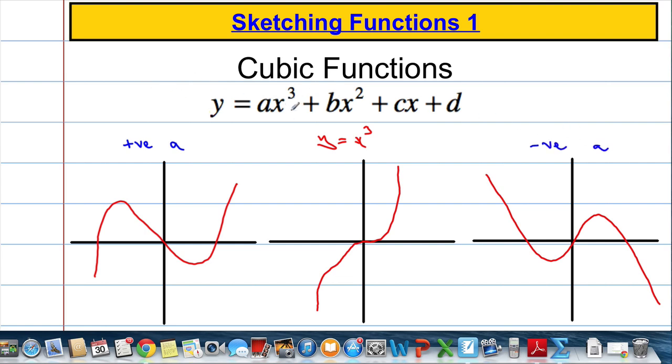So very much in the same way, when we're dealing with quadratics, if the coefficient of x squared is negative, we end up with an n shape, and when it's positive we end up with a u shape. It's very much the same idea.